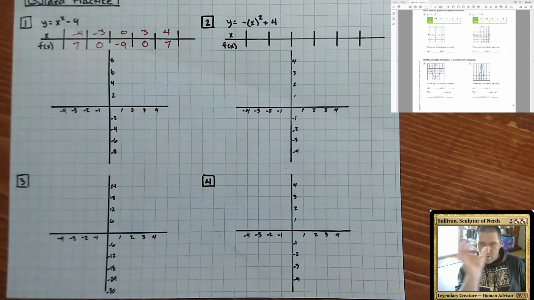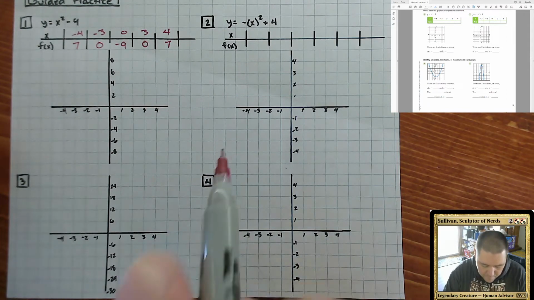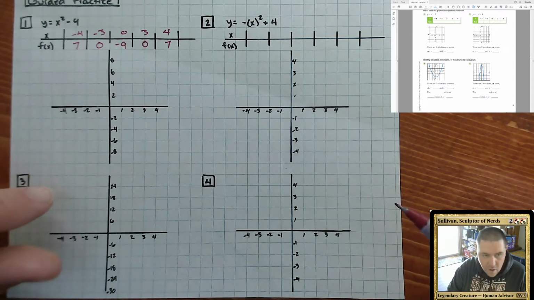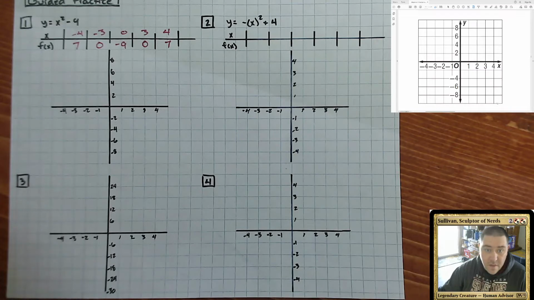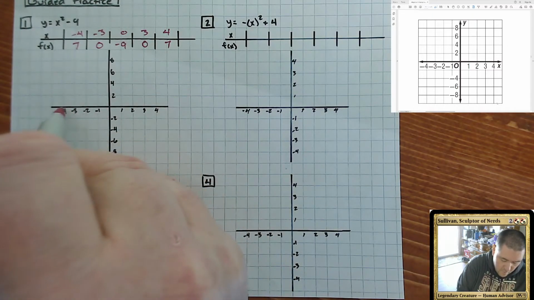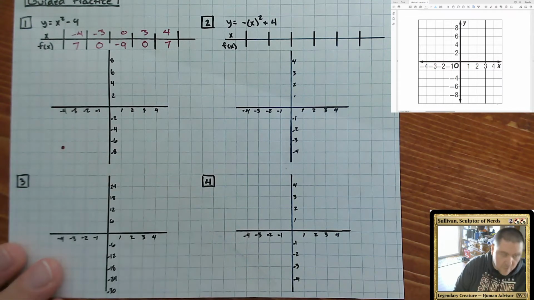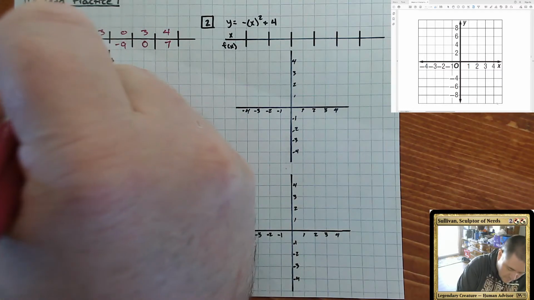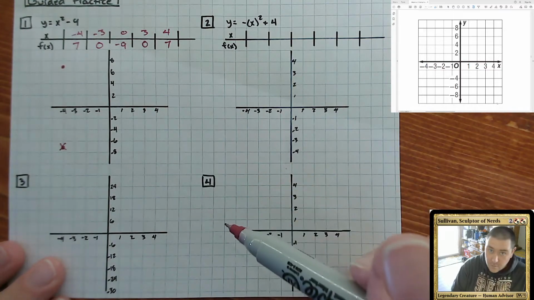We're not moving the parabola left to right in this section. We're just taking baby steps. Take those points and plot them. Now, what you got to be careful about, you notice the scale is going to be different. So you got to remember that when you're plotting your points. So we're going to have -4, 7.